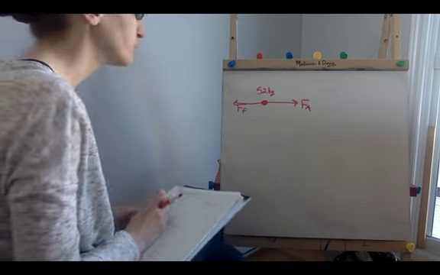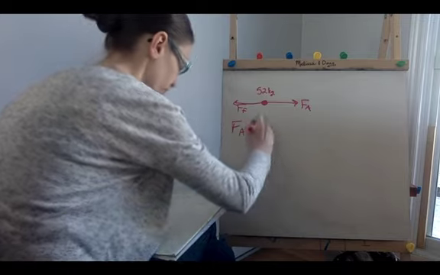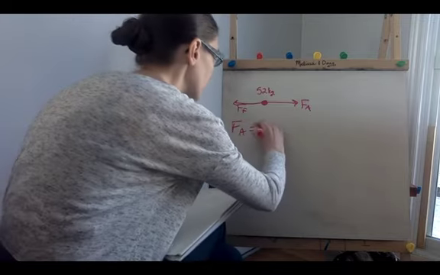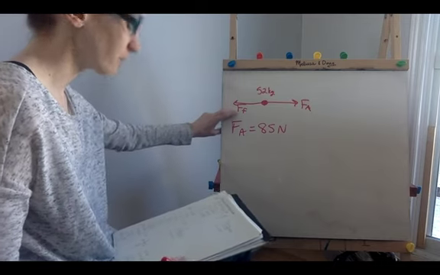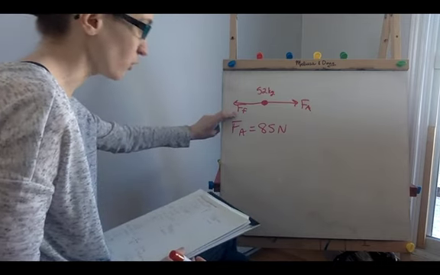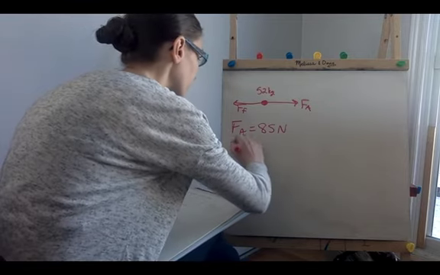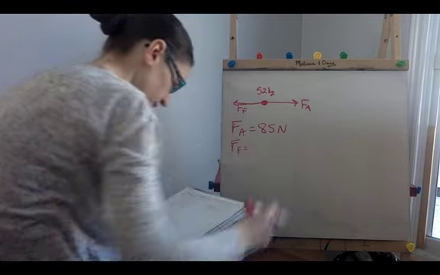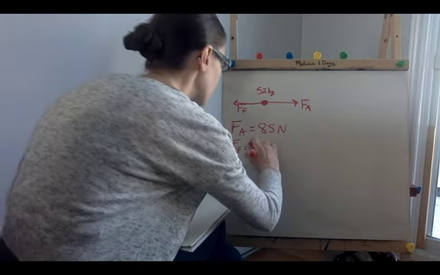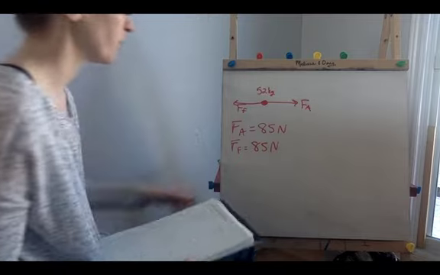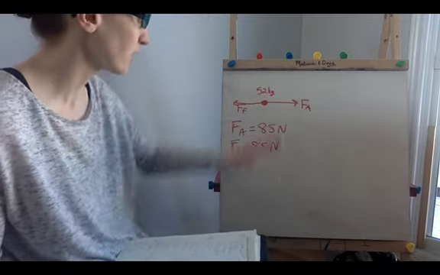So we were given that the applied force was 85 newtons. So we also know that the force of friction was also 85 newtons. It would have to be. Yeah, they would have to be equal, just because they're staying at the constant speed.